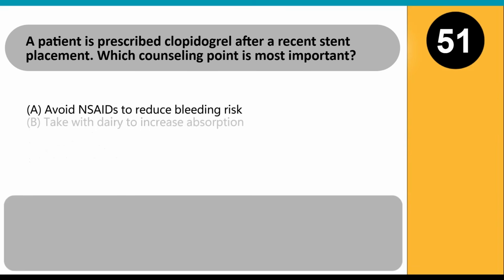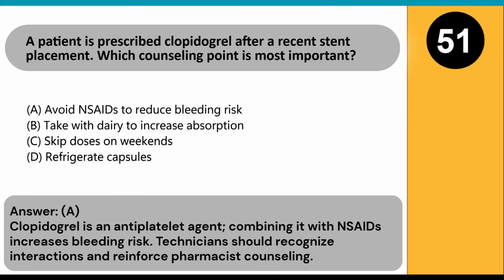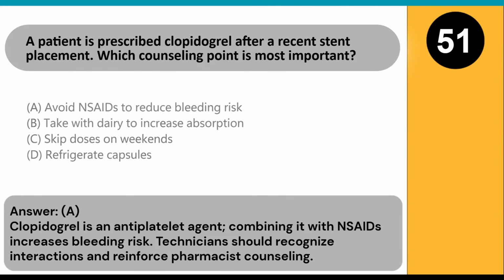A patient is prescribed clopidogrel after a recent stent placement. Which counseling point is most important? A. Avoid NSAIDs to reduce bleeding risk. B. Take with dairy to increase absorption. C. Skip doses on weekends. D. Refrigerate capsules. Answer A. Clopidogrel is an antiplatelet agent. Combining it with NSAIDs increases bleeding risk. Technicians should recognize interactions and reinforce pharmacist counseling.